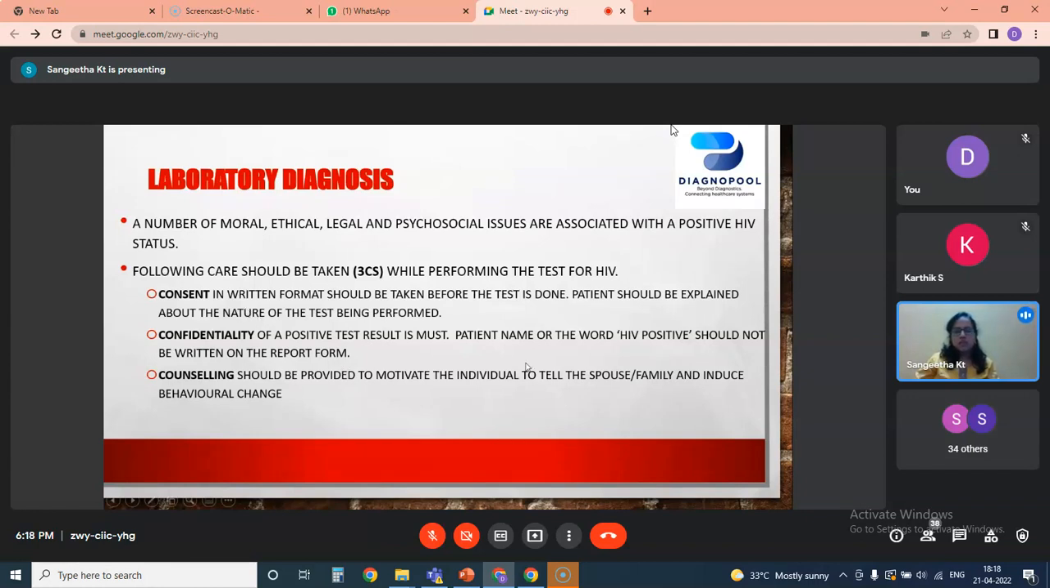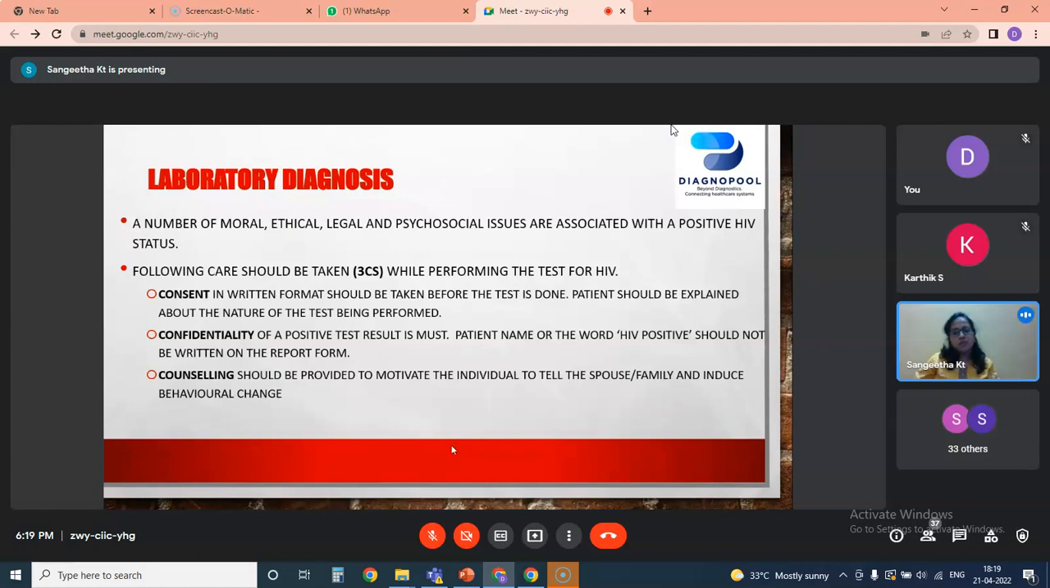When it comes to consent, before doing any HIV test, it is mandatory to take a consent in a written format from the person who you're going to test for HIV. Also you need to do a pre-test counseling to the patient, telling that you are going to do so and so test, if it is ELISA, PCR or any other antigen based test. You need to counsel him regarding the various modes of transmission, the early detection of HIV, the advantages of early detection of HIV and what are the various risks involved.